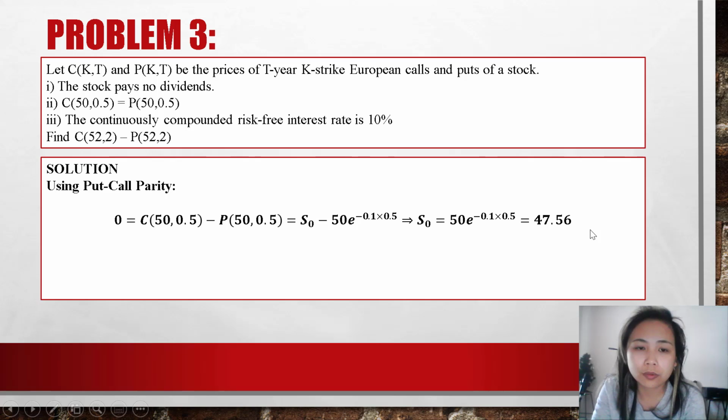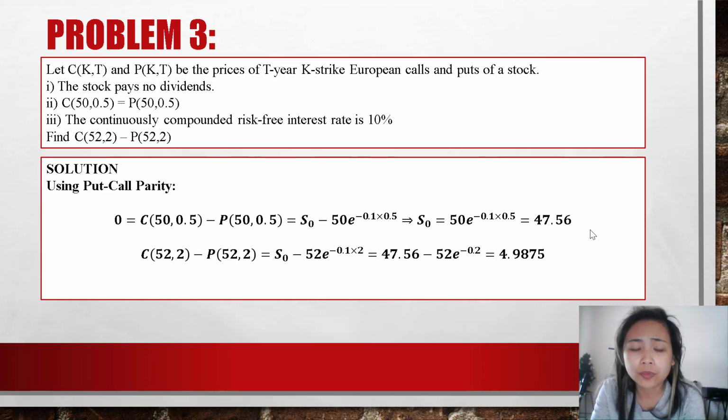Now use it to find C(52,2) minus P(52,2). Again, by put-call parity, C(52,2) minus P(52,2) is equal to S0 minus 52 e to the negative 0.1 times 2, because r is 0.1, T is 2, 52 is the strike, and S0 is 47.56 from the previous step. So we got 4.9875. So the answer is 4.9875.